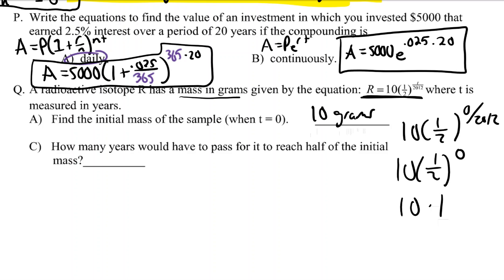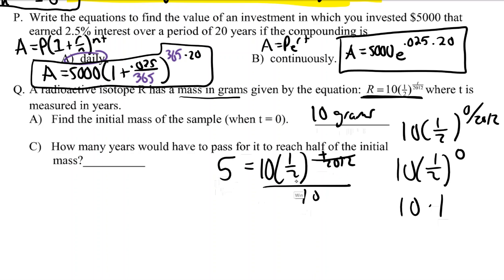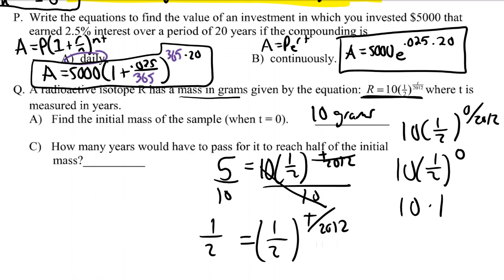And then the idea of half-life is how much time has to pass before half of it has gone away, deteriorated away. So if you started off with 10, when it reaches 5 grams would be its half-life. So set the equation equal to 5. 5 is half of 10. And solve for the time. How much time has to pass before that equals 5? So you should have divided both sides by 10, which gives you 1/2 equals 1/2 to the t over 2012.